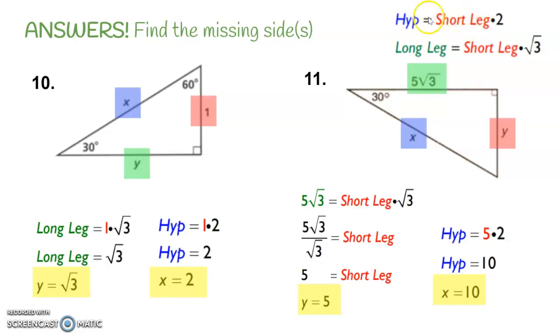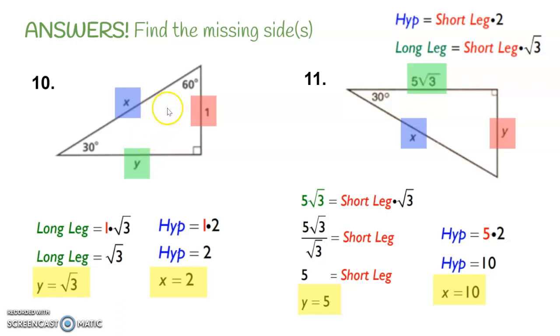Before you even think about using the formulas in the upper right hand corner, I would strongly suggest that you identify what each side of your triangle is. So for example, across from the right angle, this blue side will always be your hypotenuse. Across from the 30-degree angle will always be the short leg. And across from the 60-degree angle will always be your long leg.